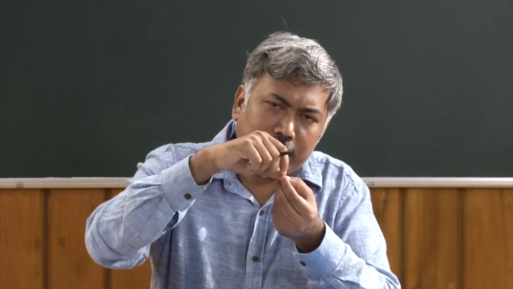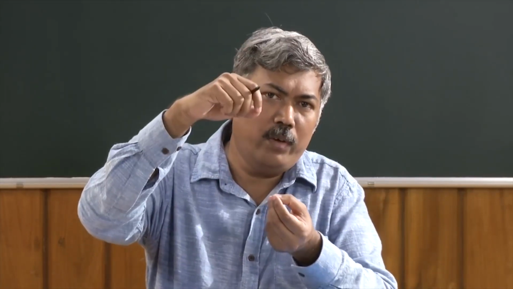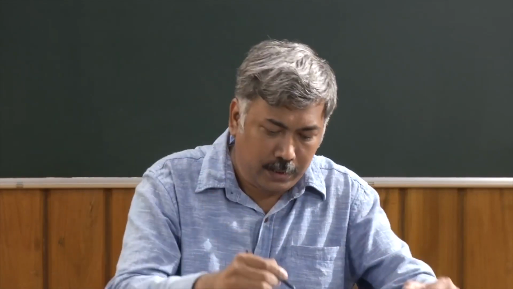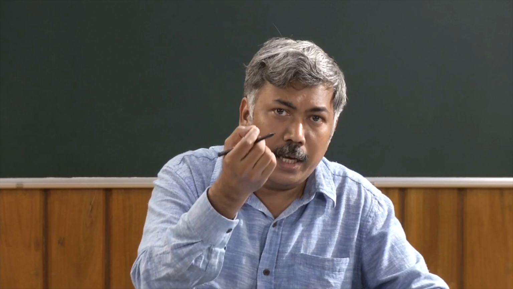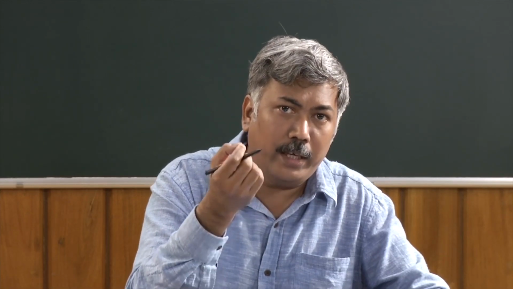Now suppose I slightly pull x away from xss. That means I am here at xss, and suppose I pull the value of x up somewhere here. Then the question comes, what will happen to the system as time progresses? Will x come back to its steady state value? Or if I do the opposite thing, I just pull it down, I reduce the value of x slightly from xss.